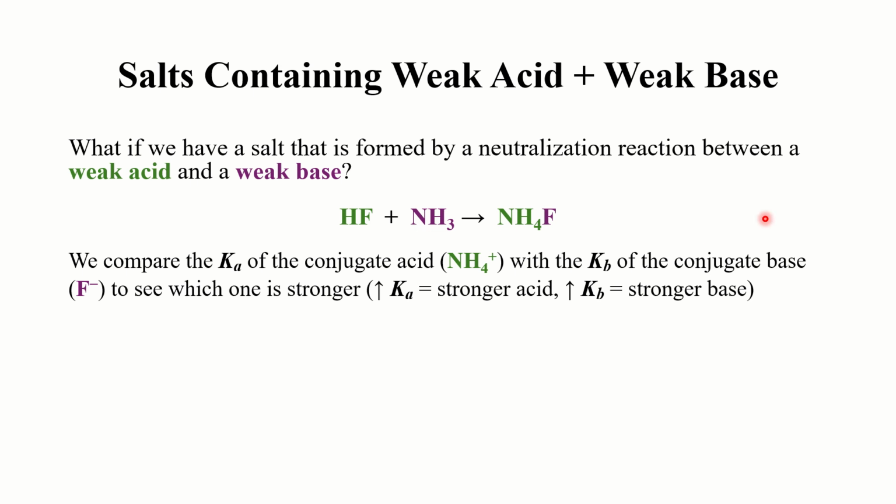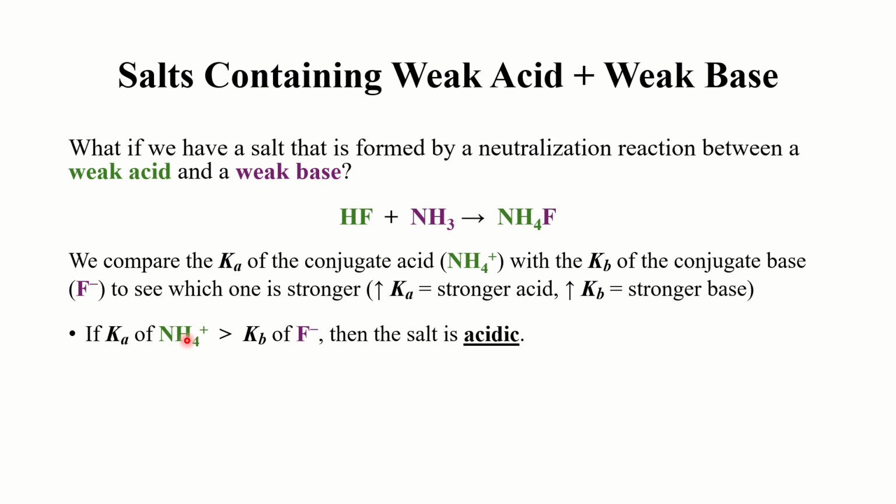This forms ammonium fluoride. What we need to do here is compare the Ka value of the conjugate acid, NH4+, with the Kb value of the conjugate base, F-, and we need to see which one is stronger. If the Ka is bigger, we've got the stronger acid. We can expect the solution is acidic. If the Kb is bigger, we've got a strong base. We can expect we have a weakly basic salt solution.